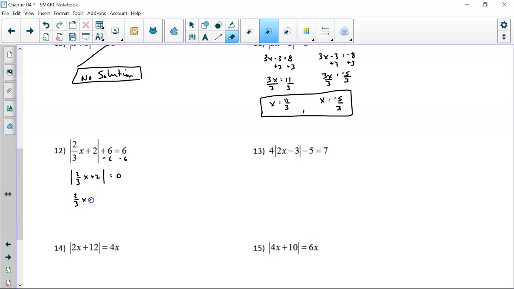2/3 x plus 2 equals 0. Subtract 2 from both sides. 2/3 x equals negative 2. And then we can multiply both sides by 3/2.